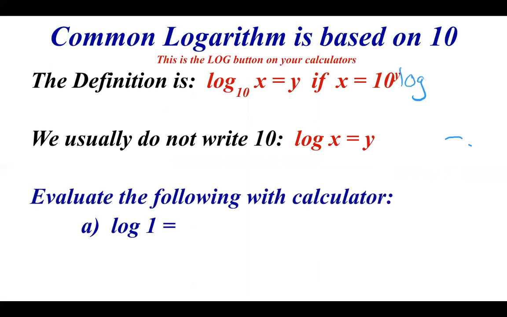So if I was to evaluate log base 10 of 1, we would get 0. If I took log base 10 of 10, it would be 1. And log of 100 would be 2. And log of 1,000 would be 3. And you might say, well, that's the number of zeros that you have.